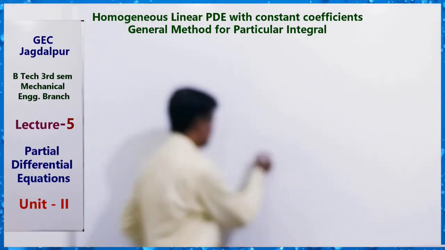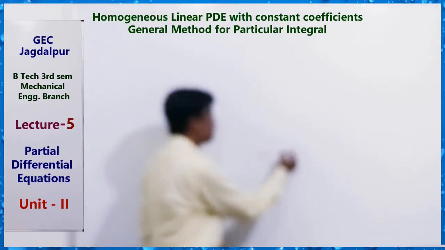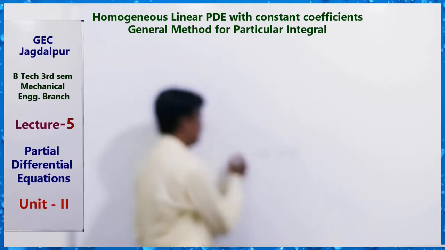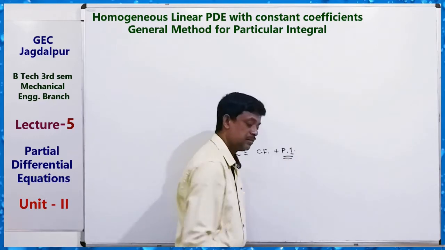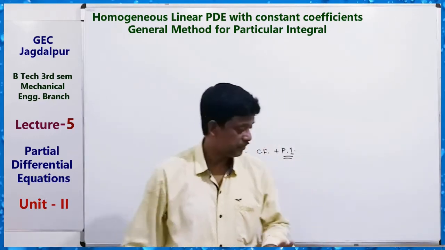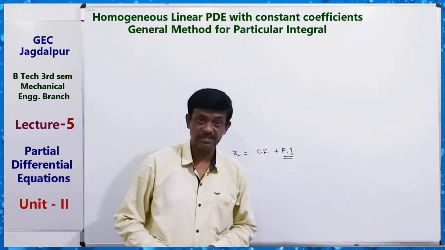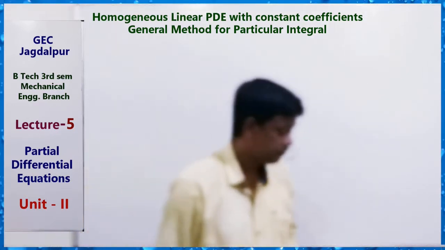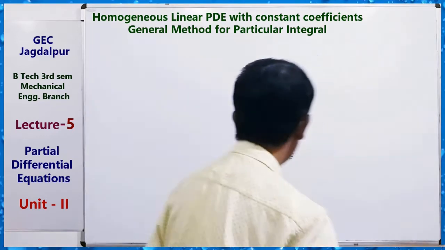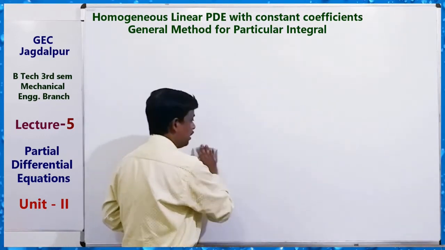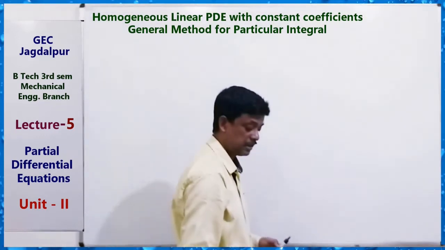CF plus PI. So there are different rules for finding PI. It is the complete solution. So for finding PI, there are some methods. Some of the methods I have already discussed in the previous class. Now I am discussing the next formula.